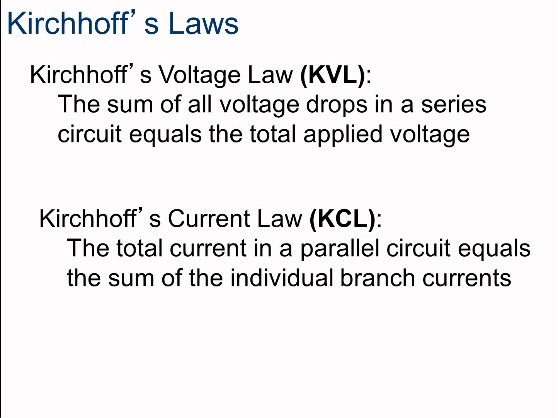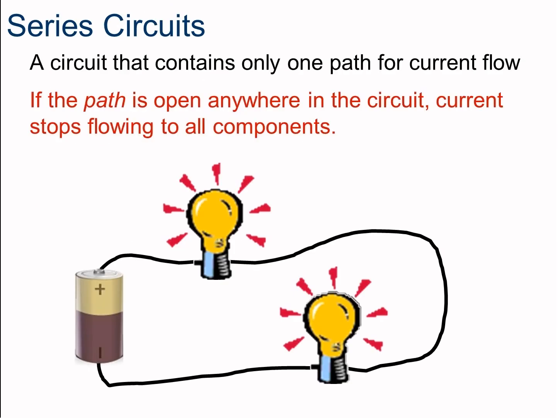Secondly, we have the current law. The total current in a parallel circuit equals the sum of the individual branch currents. Okay, we'll do an example of that so you can see how that works.